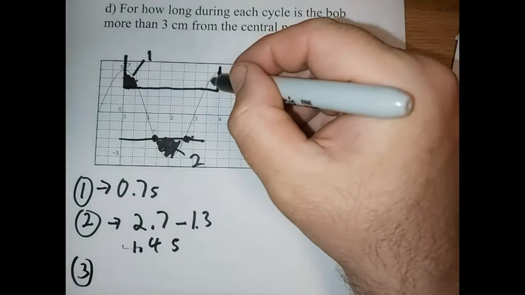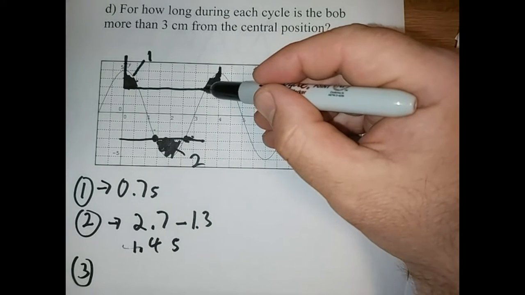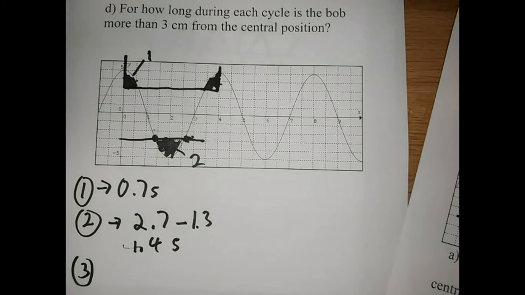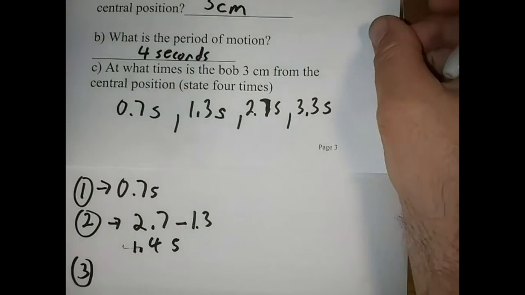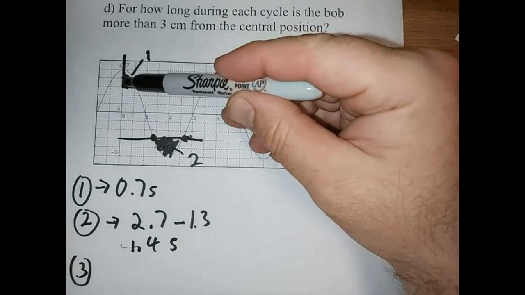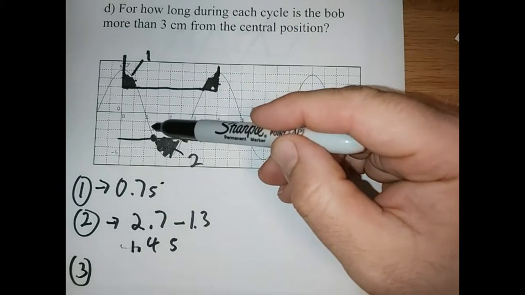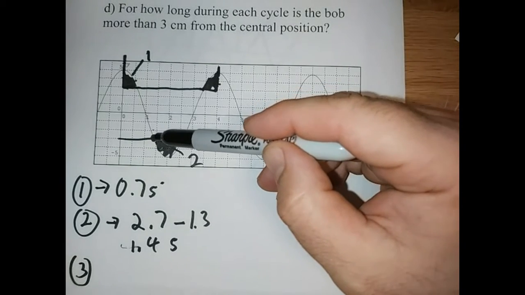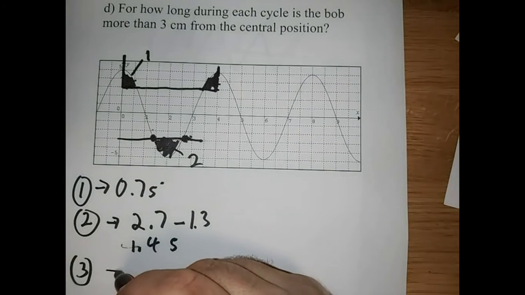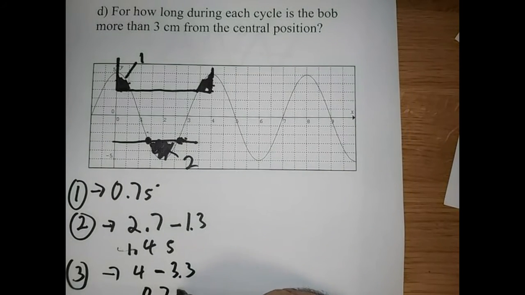Let's look at the third bit. Well, here it'd go from 3.3 to 4. Remember the numbers we had over here? It'd go from 3.3 to 4 there. The first one went from 0 to 0.7, so that's just 0.7. The next one went from 1.3 over here to 2.7, so we subtract. Now the last one, we do 4 subtract 3.3, so it's 0.7 seconds.